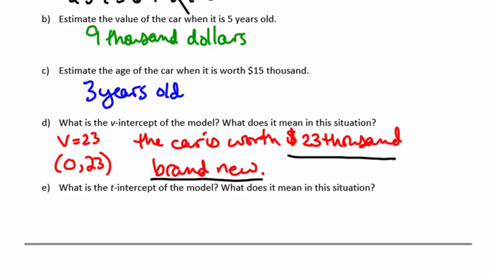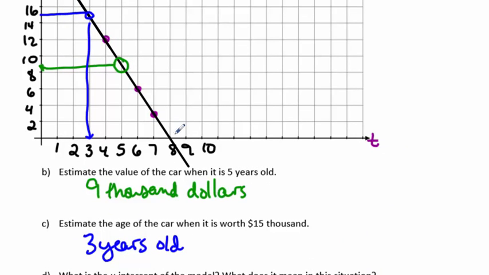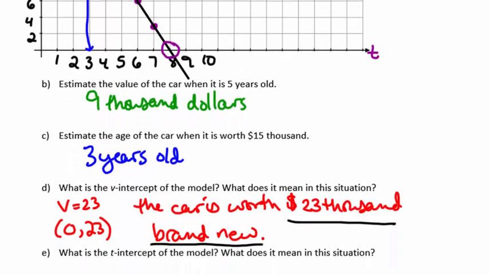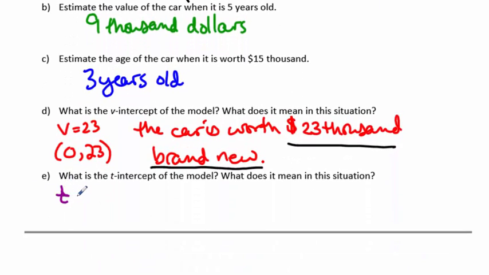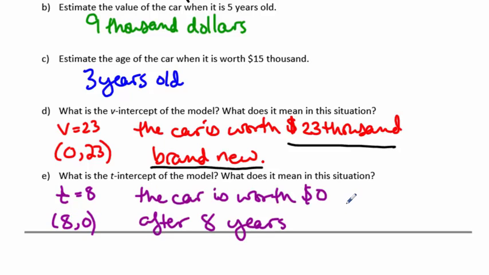Part E, what is the t-intercept of the model? Let's go back up and look. The t-intercept of the model, the place where it crosses the t-axis, appears to be 8. So again, I can either write t equals 8, which is incomplete. What I really should write is the ordered pair (8, 0). When I explain what it means, I need to explain both the 8 and the 0. So the 8 is years since the car was bought, and the 0 is the value. So the value of the car is $0 after 8 years. Another way of saying this is the car isn't worth anything after 8 years.